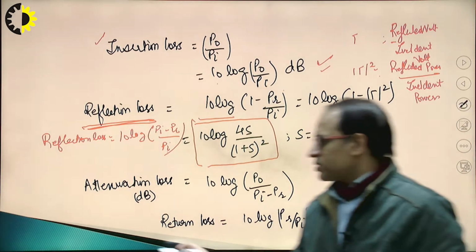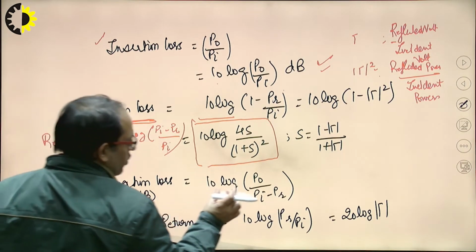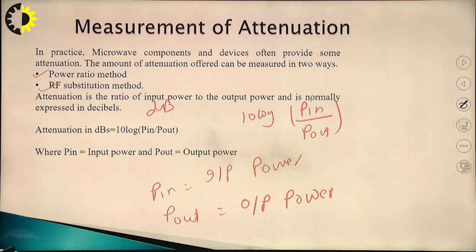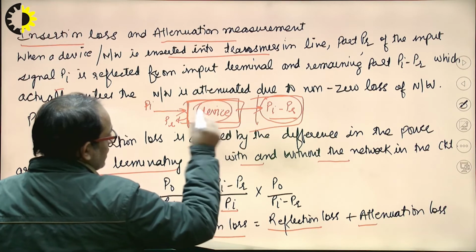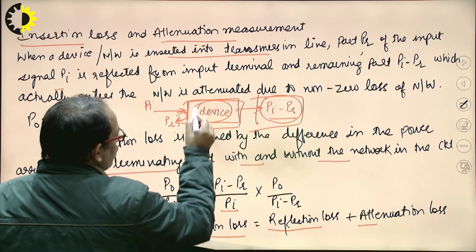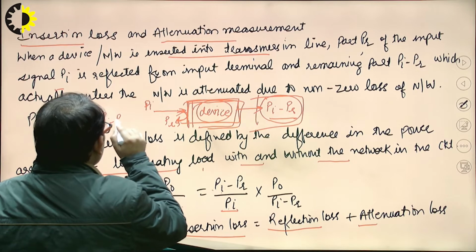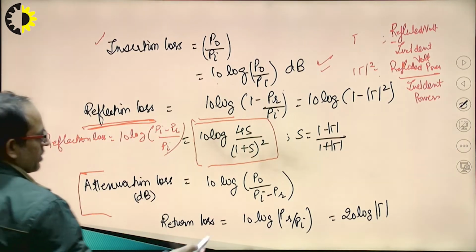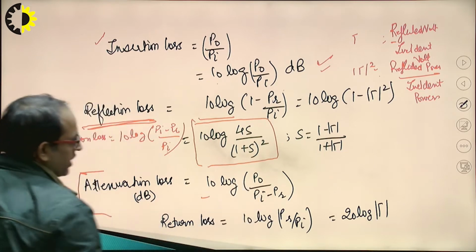Now what is attenuation loss? Attenuation is equal to 10 log of PO upon Pi minus PR. Means if this is a device and some power PR is reflected back, the actual input of this device will be Pi minus PR, and the power obtained at the output is PO. So attenuation loss equals 10 log of P naught upon Pi minus PR.